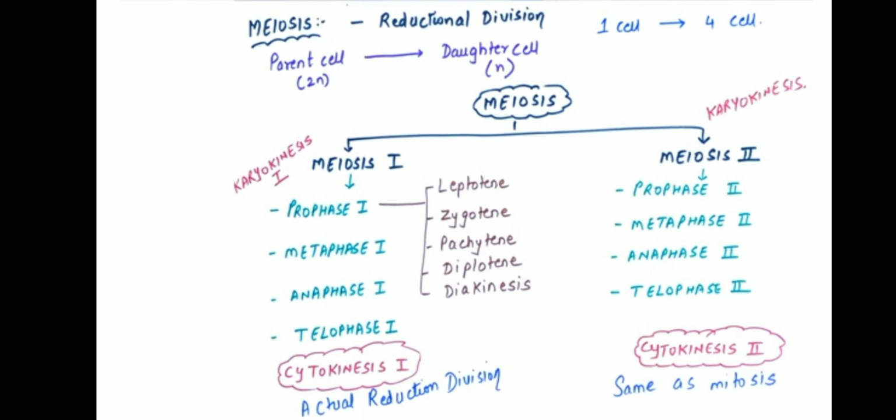And next, coming to meiosis 2. In meiosis 2, prophase 2, metaphase 2, anaphase 2 and telophase 2. Okay, and finally cytokinesis 2 also occurs. There 4 daughter cells are formed at the end of the stage of cytokinesis. With this, meiosis cell division is over, children. Thank you.